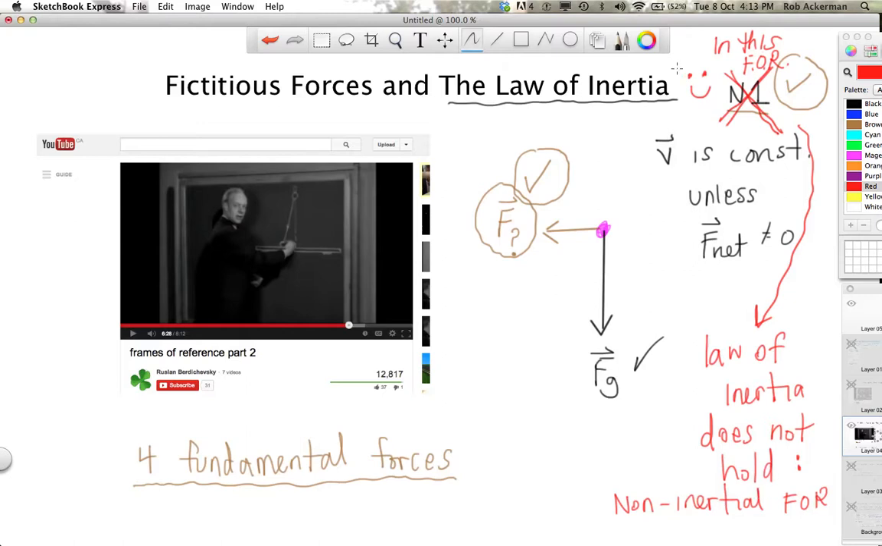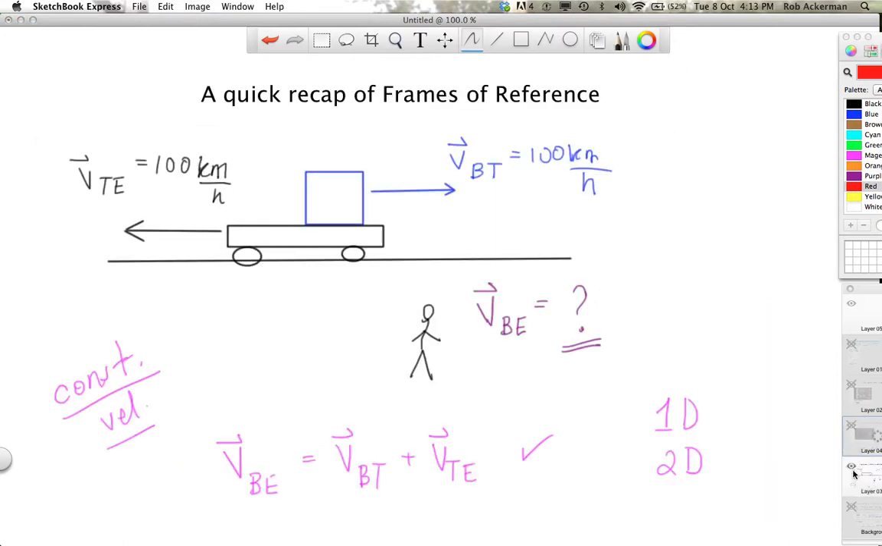It's not that Newton's first law has been proven wrong. We get to keep it. It just doesn't apply in every frame of reference. It only applies in inertial frames of reference. What are examples of inertial frames of reference?